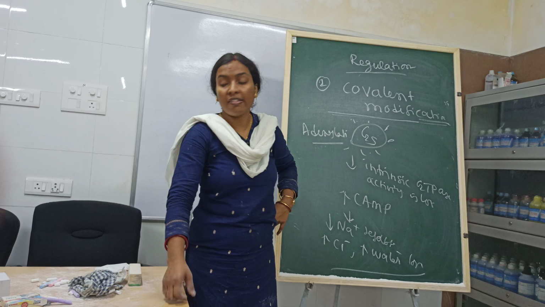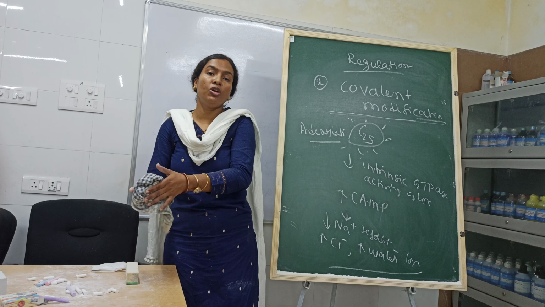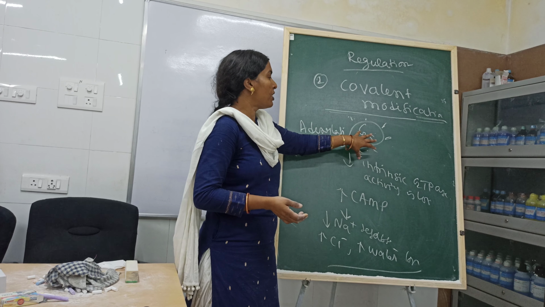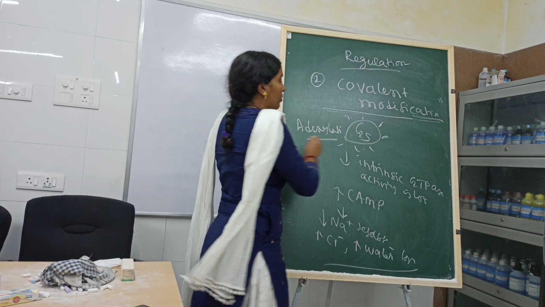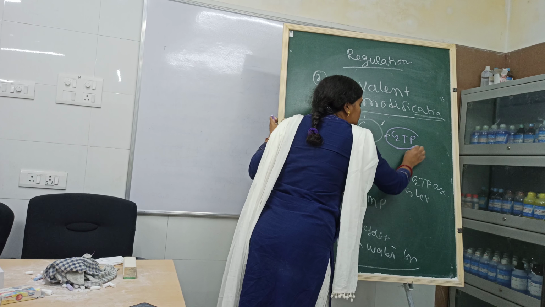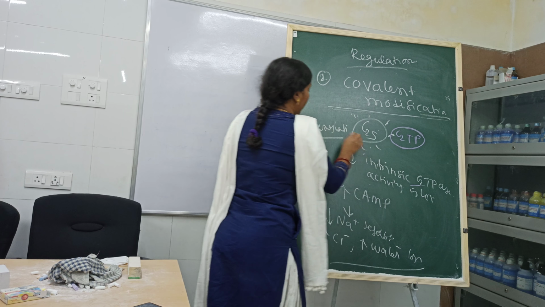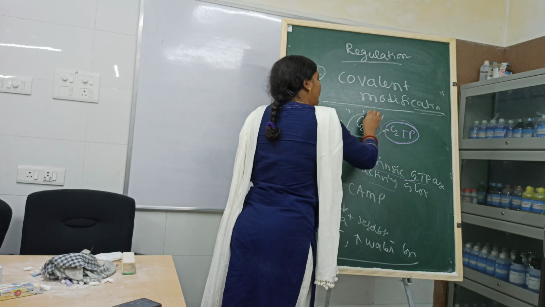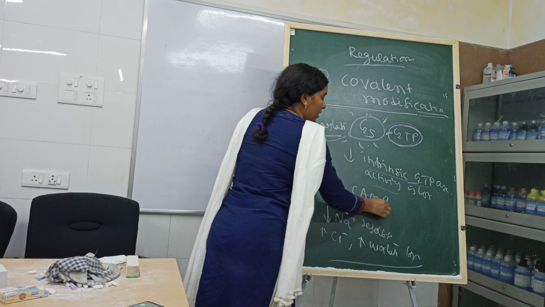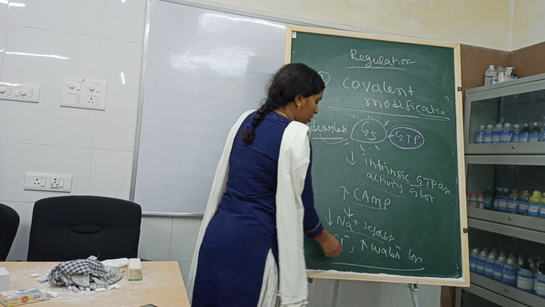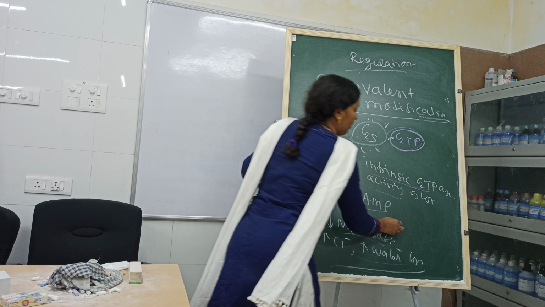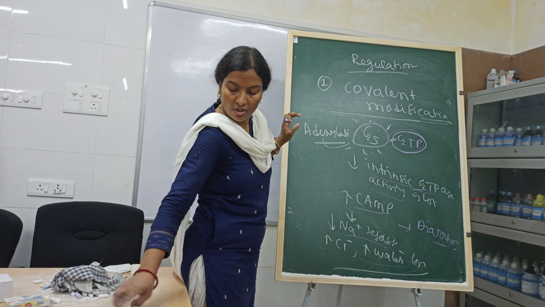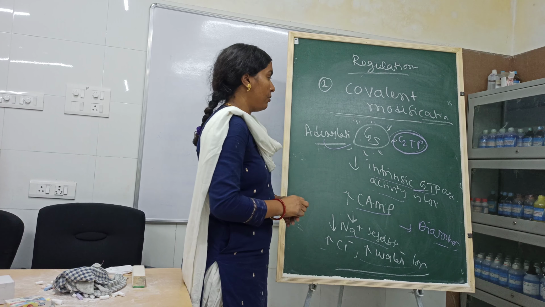Now as this covalent linkage occurs, the stimulatory G protein loses its intrinsic GTPase activity, so it stays in the activated form. Here this G protein is GTP bound, but when this adenylation occurs, its intrinsic GTPase activity is lost. So this is the activated form. Activated form means there is increased cyclic AMP, so there is decreased sodium reabsorption, increased chloride and water loss, and there is diarrhea. So this is the mechanism of cholera toxin.